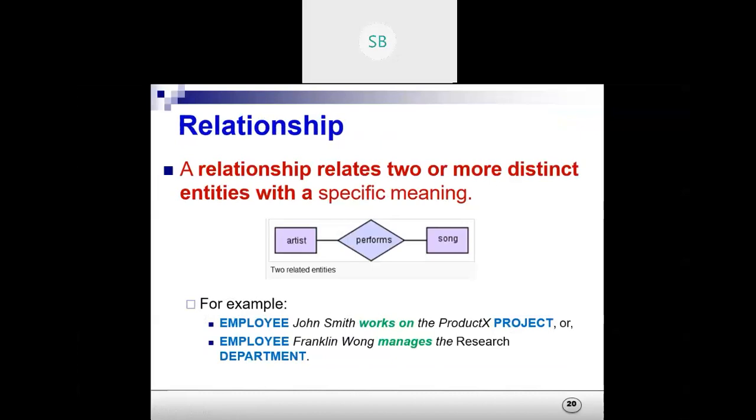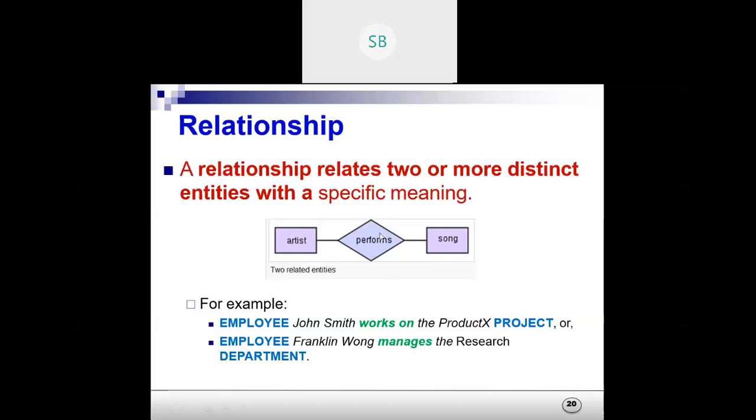You have initially found out the entities. Now we have to find out the relationship. So before that we have to discuss what is a relationship. Now you know, but still a revision. So what will a relationship do? It will relate or connect two or more distinct entities with a specific meaning. So you can see two entities here, artist and song. Artist performs song. Performs is a relationship.